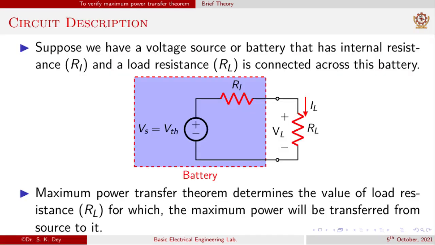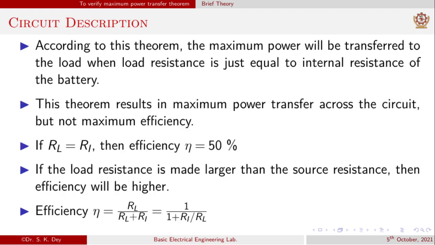Let us come to this circuit description. Suppose we have a voltage source or a battery that has internal resistance Ri and a load resistance RL is connected across this battery. Then maximum power transfer theorem determines the value of load resistance for which maximum power will be transferred from source to it. So, according to this theorem, maximum power will be transferred to load when load resistance is just equal to the internal resistance of the battery.